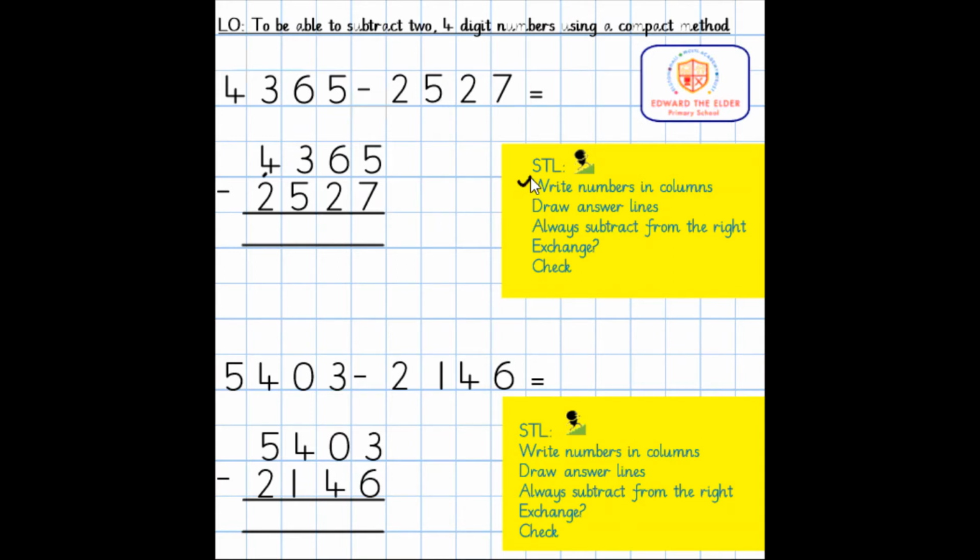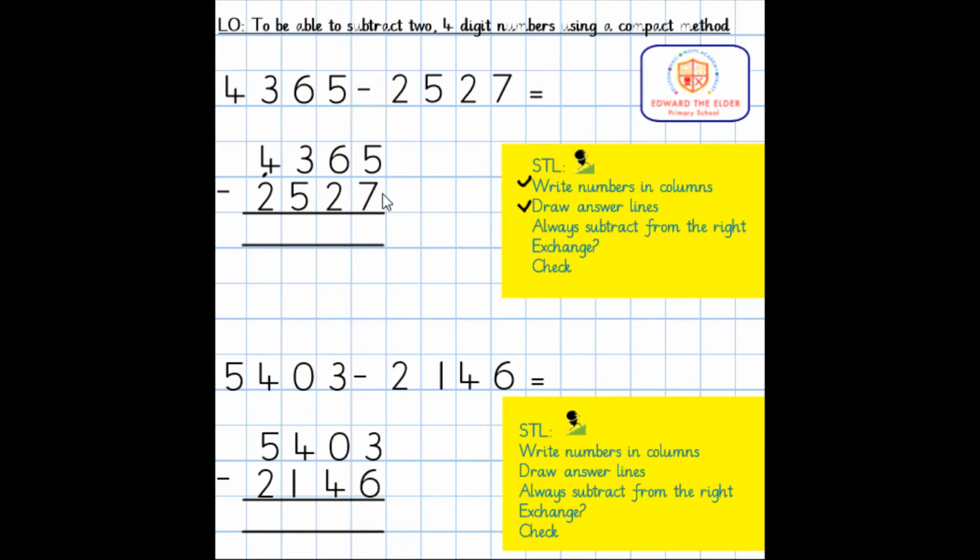My next step is to draw the answer lines. Doing this with a ruler helps to keep our learning neat. Next, we need to start subtracting. As you are aware from previous learning, we always start from the right. We are going to start here in the ones column.